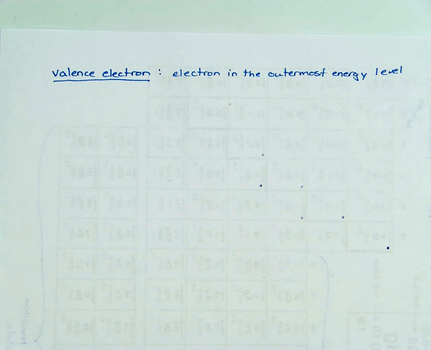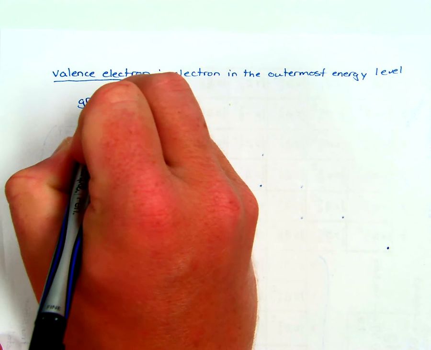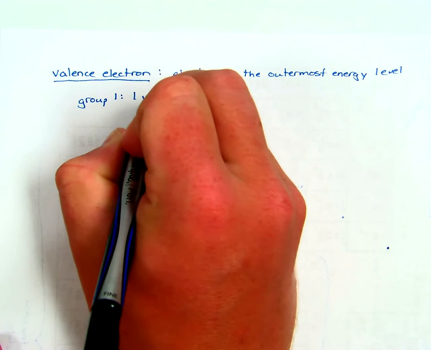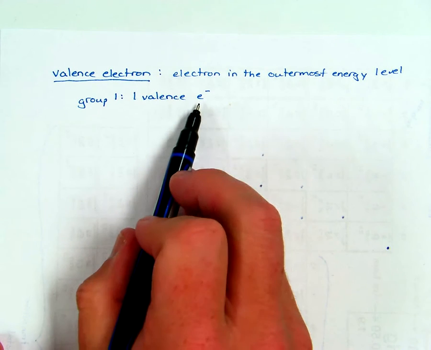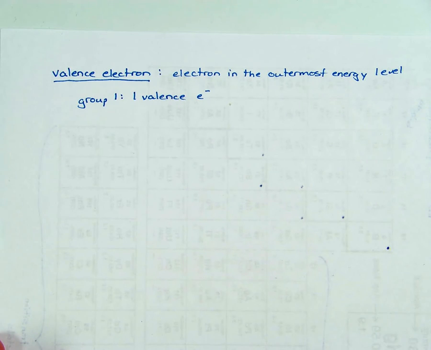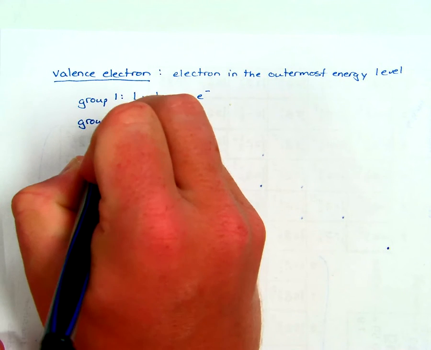But the position of an element on the periodic table will give the number of valence electrons an element has. So for example, group 1 elements, they all have 1 valence electron. I like to use the notation e with a superscript minus because electrons are negatively charged. So anytime you see this, this means electron. Likewise, group 2, these elements have 2 valence electrons.